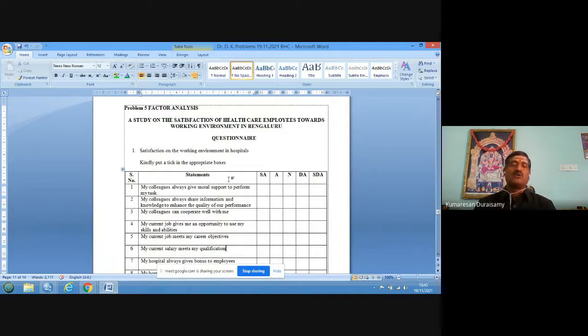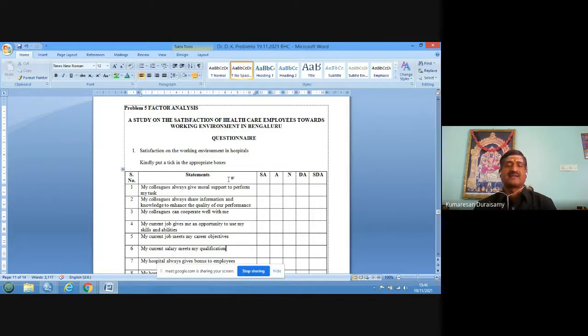We do not know whether these statements can be grouped or not. If we do not know, we have to go for EFA, that is exploratory factor analysis. If we know, or if we predetermine the group, we can go for confirmatory factor analysis, CFA. For that, we need AMOS, not SPSS. With SPSS, we can do EFA only, exploratory factor analysis.